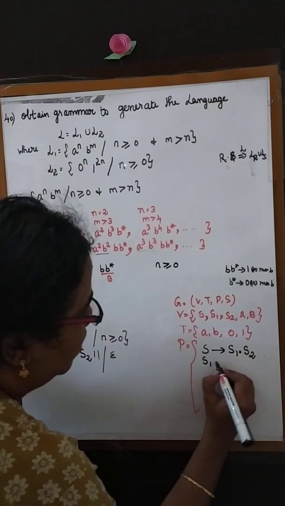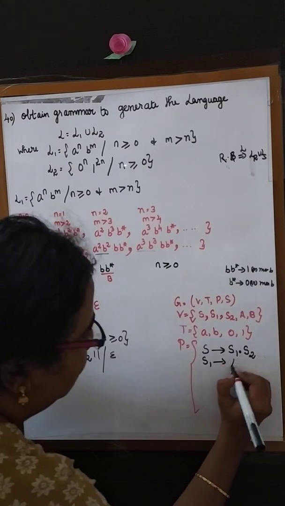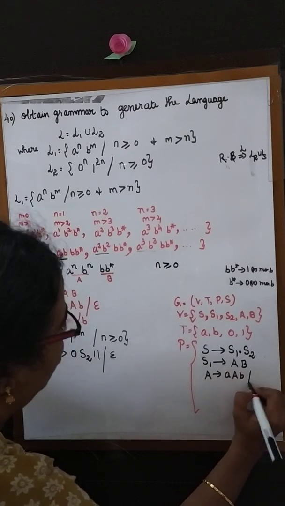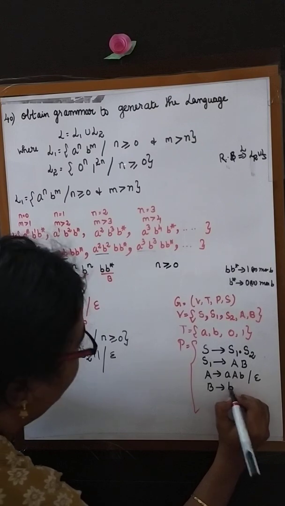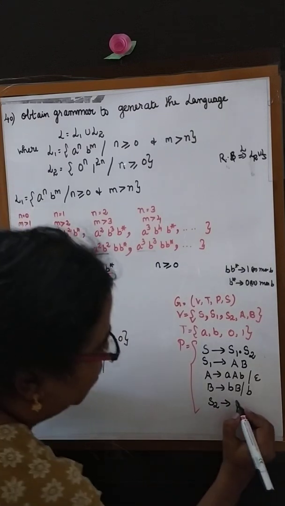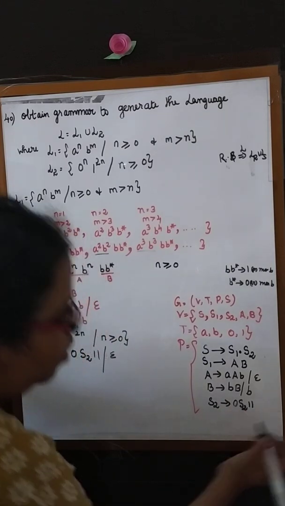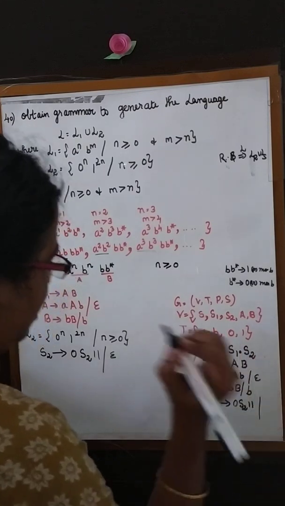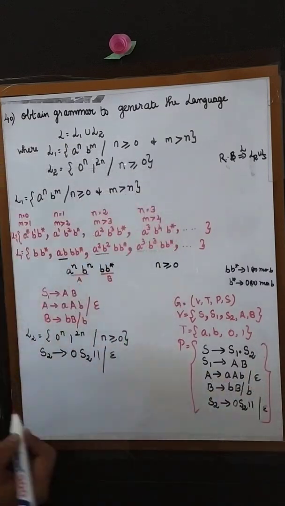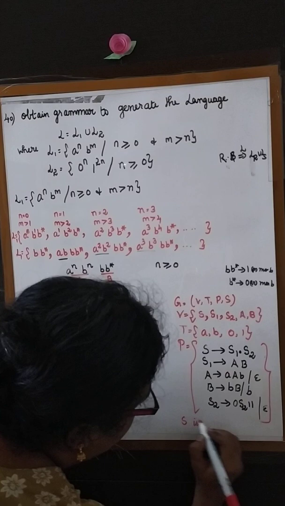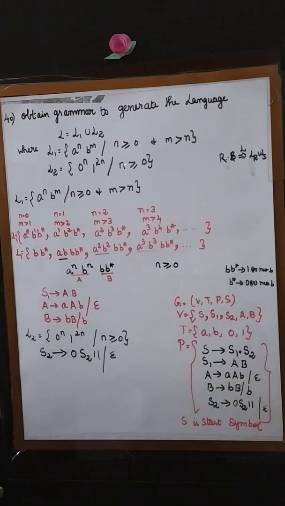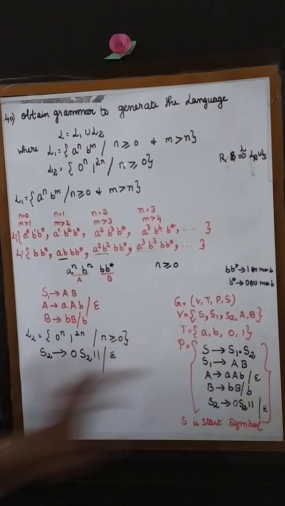So what is there in my S1? S1 has a, B, and then what else do I have? I have A. In A what do I have? aAb or epsilon, and then B I have small b, capital B or b. Next I have to write my S2 also. What is there in my S2? I have got 0 S2 1 1, so whenever I am placing 0, twice 1 should be there, followed by epsilon. So this is my production, and here S is the start symbol. Since they told you union, we have concatenated it.